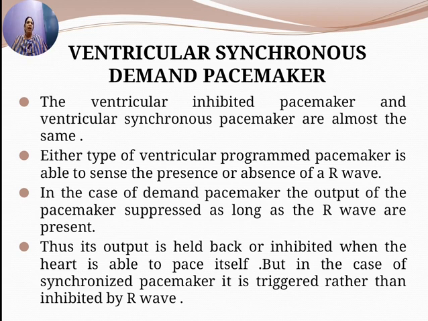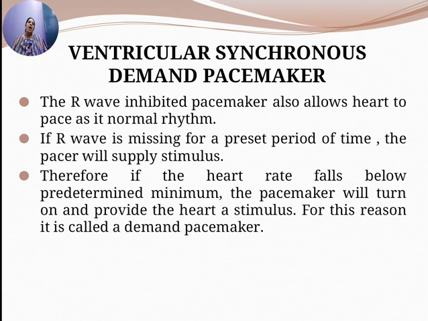We have two types, demand and inhibited. In the demand pacemaker, the output of the pacemaker is suppressed as long as the R wave is present. Thus, its output is held back or inhibited when the heart is able to pace itself. But in the synchronous pacemaker, it is triggered rather than inhibited by the R wave. The R wave inhibited pacemaker also allows the heart to pace at its normal rhythm. If the R wave is missing for a preset period of time, the pacer will supply a stimulus.